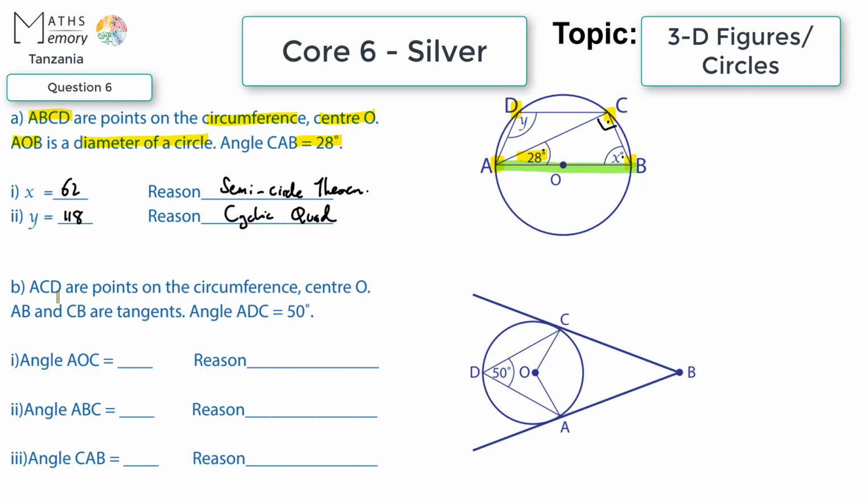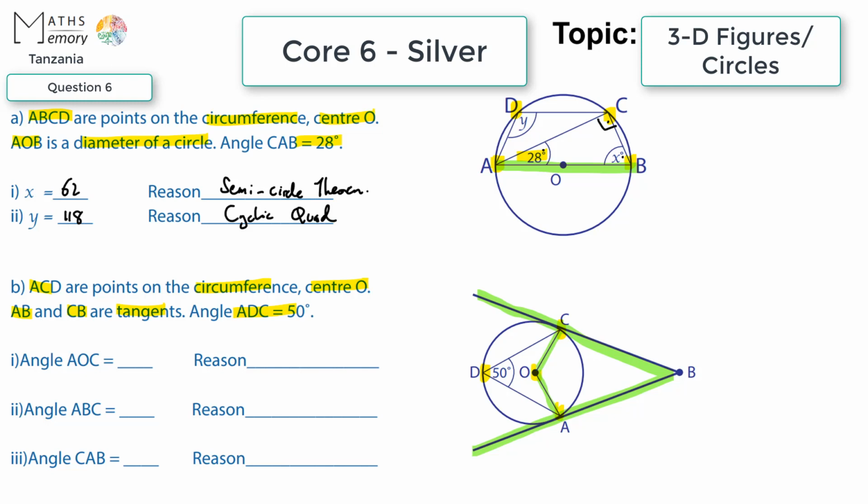Part B. So A, C, D are points on the circumference, center O. AB and CB are tangents. Angle ADC is 50 degrees. So we just said that obviously these are points A, C, D, and we have center O, and these 2 are tangents over here. That's basically looking at our key features. If you look at this quite carefully, those are key features in these different colors. We could also say OA and OC are the same length, the 2 radii as well.